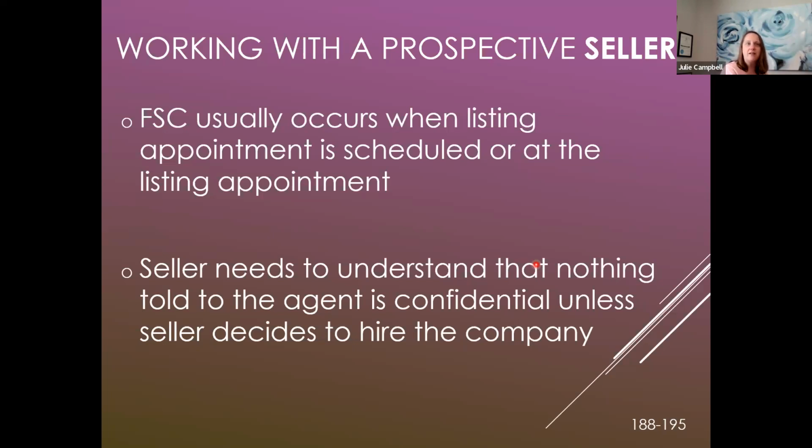Don't they have a right to know that whatever they tell you at this listing appointment, you don't owe them confidentiality? What if they have the nerve to hire one of the other agents they were talking to? They hired somebody else. Do you owe them confidentiality? No. What if you take the buyer to that transaction? Your loyalties to the buyer, everything the seller told you at that listing appointment, we have a duty to share with the buyer. So make sure this seller understands, if you don't hire me, I don't owe you that confidentiality.